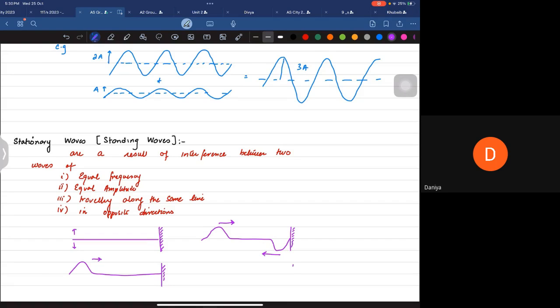Once they meet together, they create a pattern like this. It's basically going up and down and doesn't transfer energy. This is the way a stationary wave is created. Is that clear? Yes. Okay.